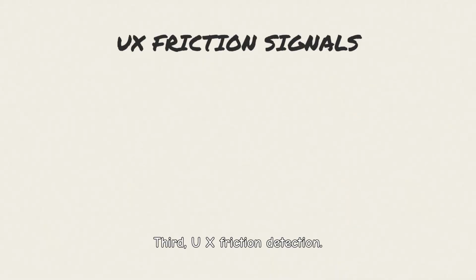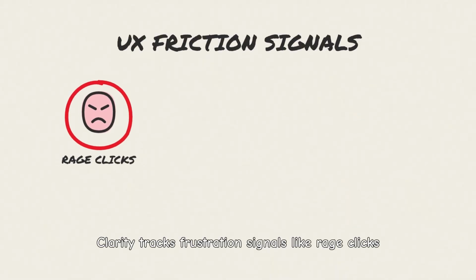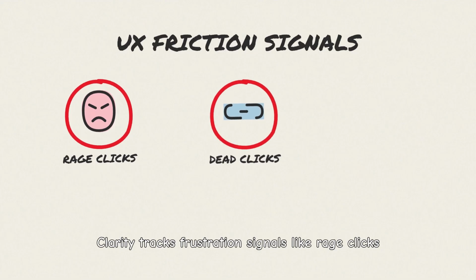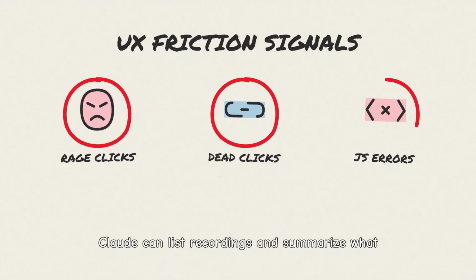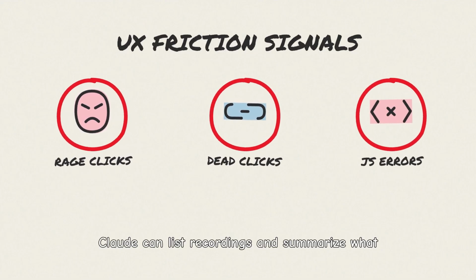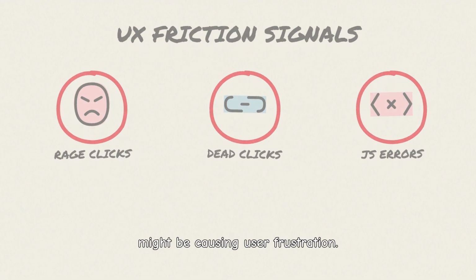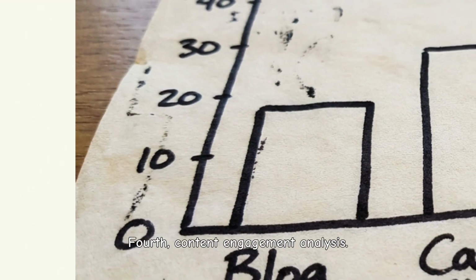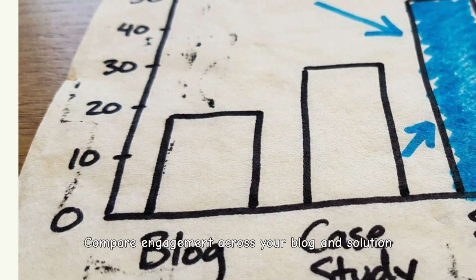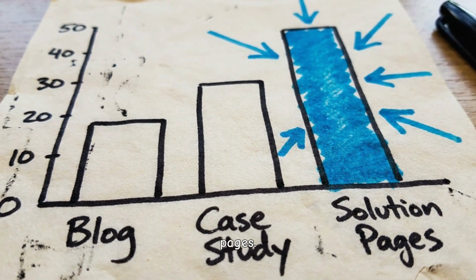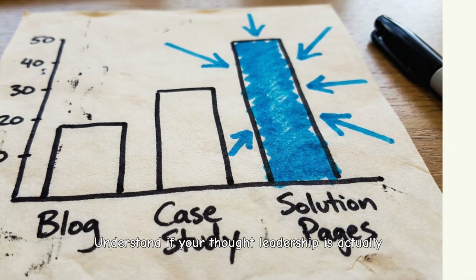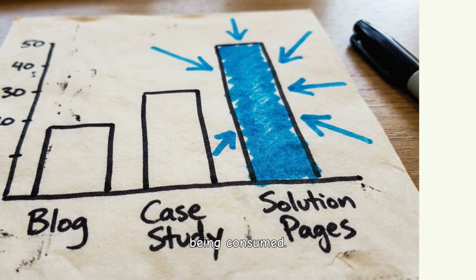Third, UX friction detection. Clarity tracks frustration signals like rage clicks and dead clicks. Claude can list recordings and summarize what might be causing user frustration. Fourth, content engagement analysis. Compare engagement across your blog and solution pages. Understand if your thought leadership is actually being consumed.